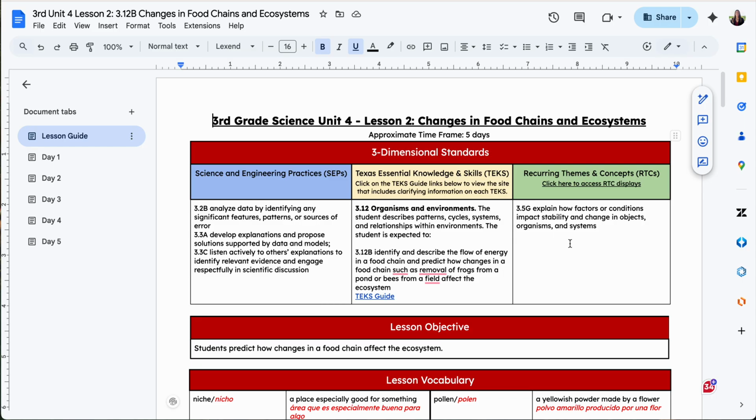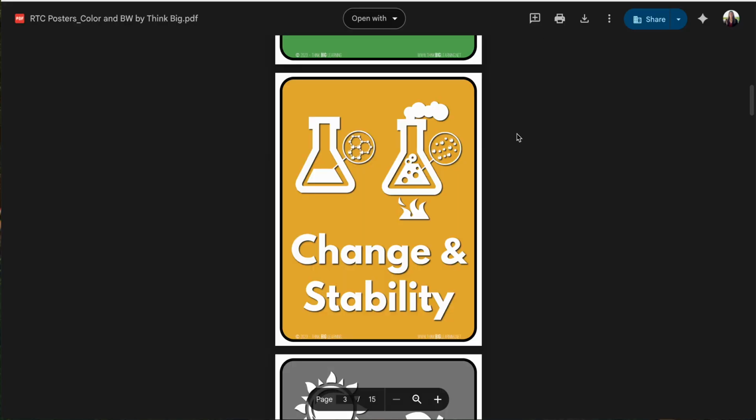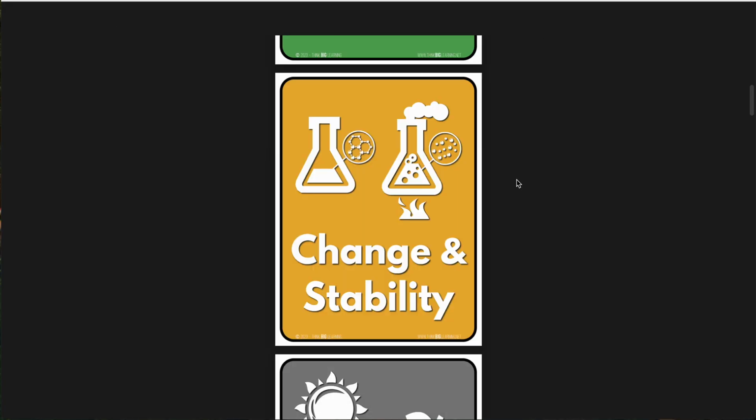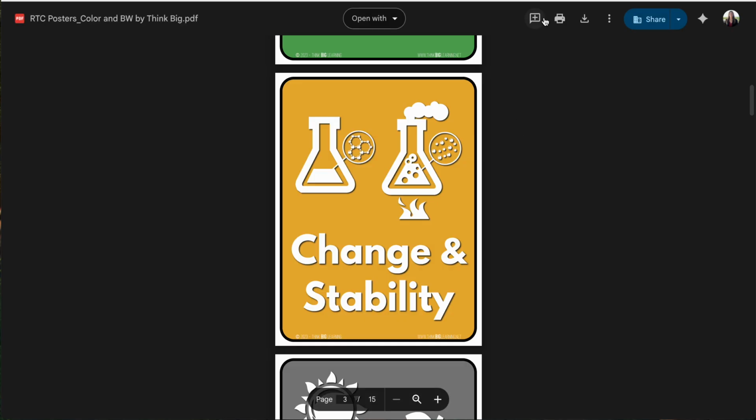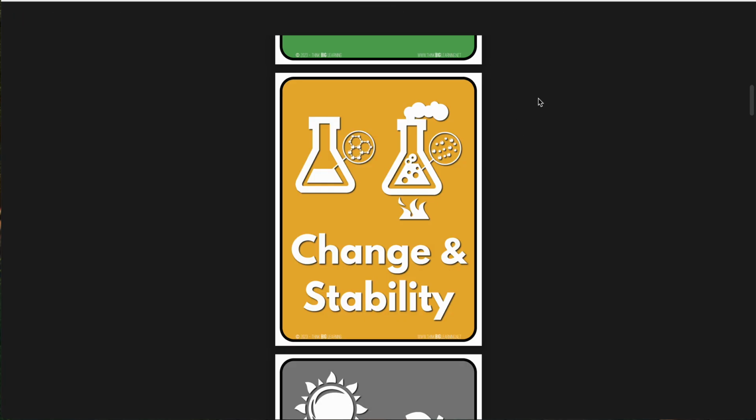So this one is a great match for our TEKS because it addresses the stability and change, mostly the change that can happen when we remove an organism from a food chain. As a reminder, this is the poster that Think Big provided. This is one that you can point to and talk about, maybe even nest some drawings and things under.